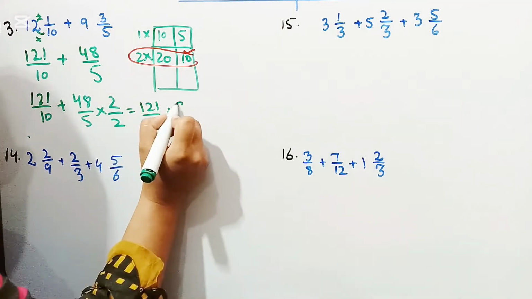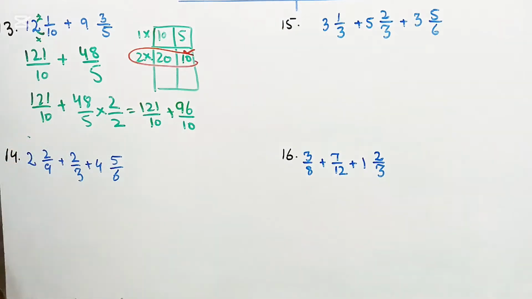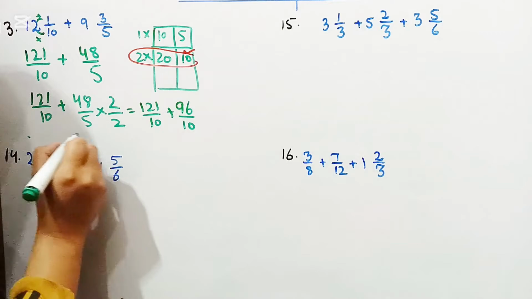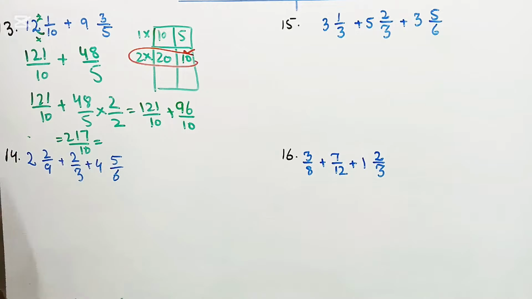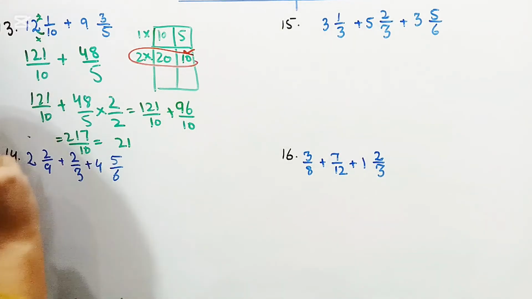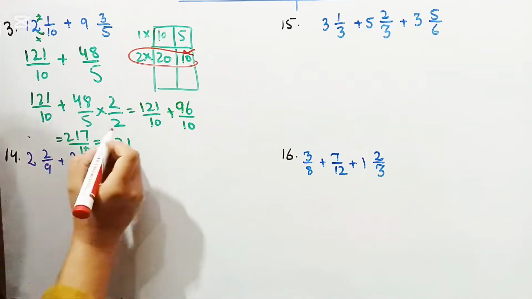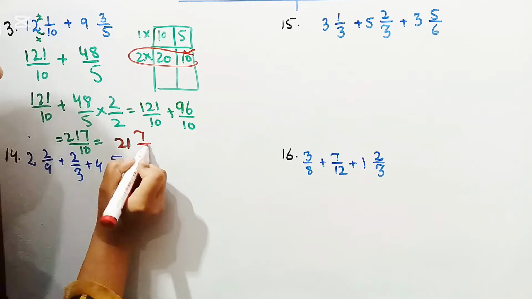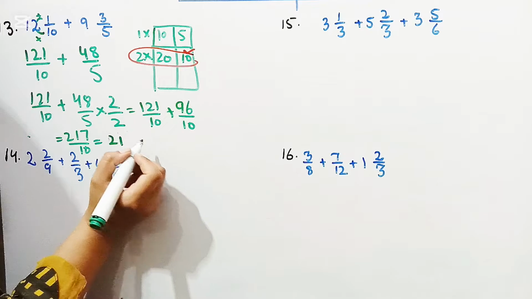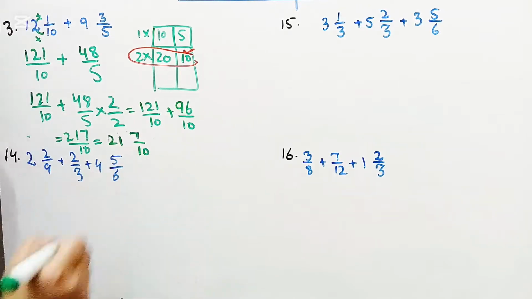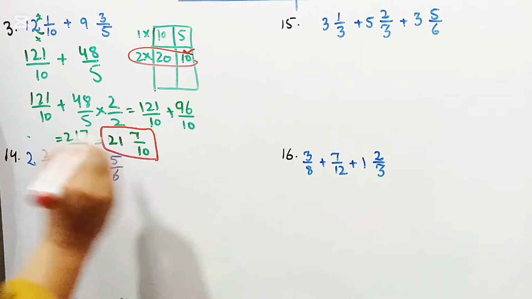96 divided by 10. And now when we add them, my answer is 217 divided by 10. When we divide, my proper answer is in mixed fraction or mixed number, 21 and 7 over 10. My final answer is 21 7/10, a mixed fraction or a mixed number.